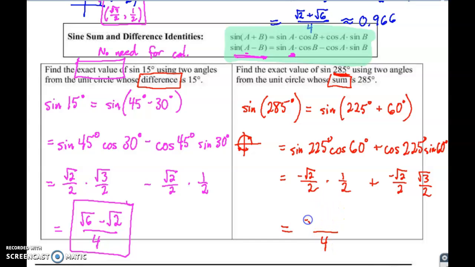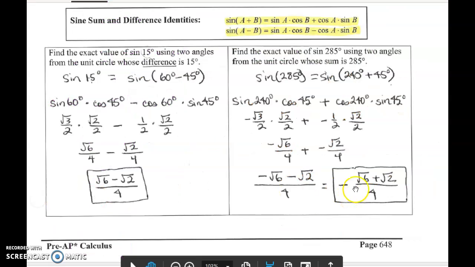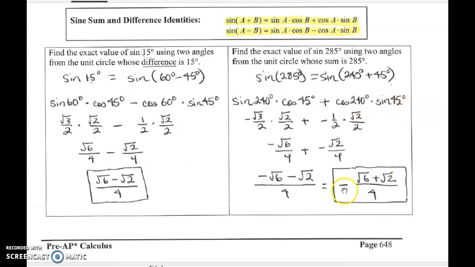It would be negative root 2 minus root 6. That should be your exact answer. And it should make sense because sine is negative in the fourth quadrant, which is where 285 degrees is. I'm just sharing the answer key in case anybody wanted to do the problem slightly different. And notice you factor out a -2, which you can.